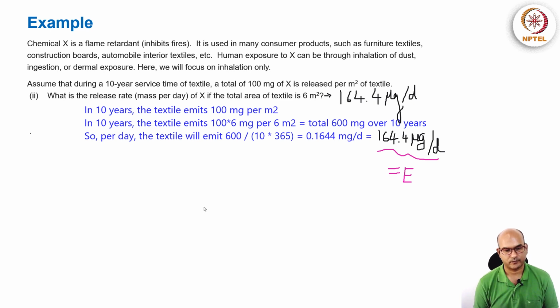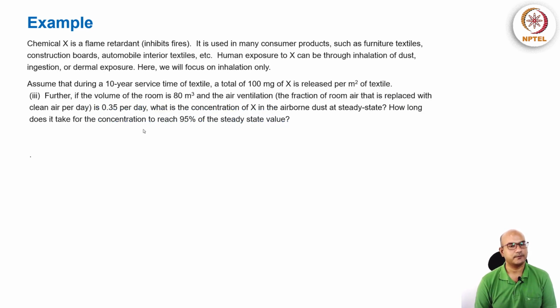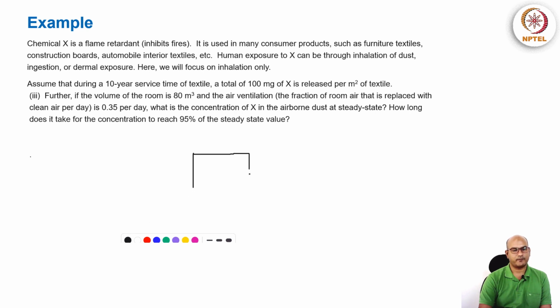So what is the next question? Further, if the volume of the room is 80 meter cube and we have the air ventilation, the air that is replaced with clean air, what is the concentration of X in the airborne dust at steady state? So let us define our room again for refreshing: inflow, outflow, emissions, concentration C, volume V.